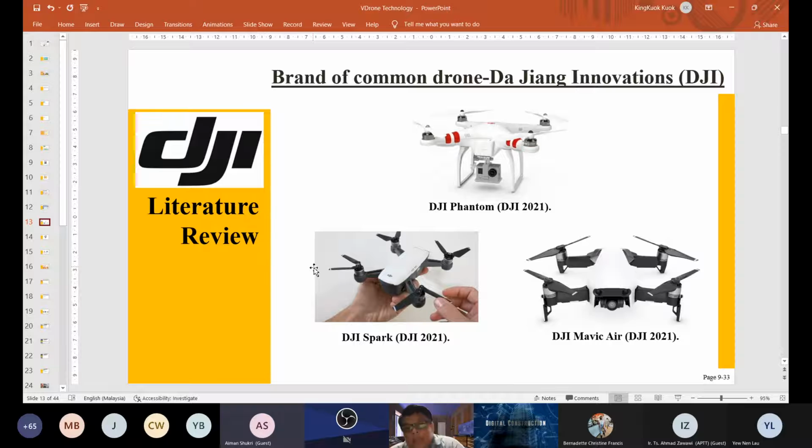For my case, I have a limited budget, so I just look for a cheaper drone, and the one that I'm looking for is from Dajiang Innovations, the short form is DJI. They have one office in Kuching, located at Batu Kawah. Under Dajiang Innovations, they have come up with a few series of drones: DJI Phantom, DJI Spark, DJI Mavic Air.